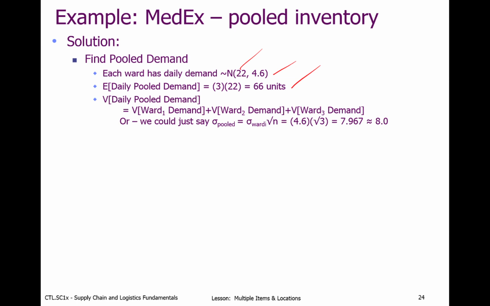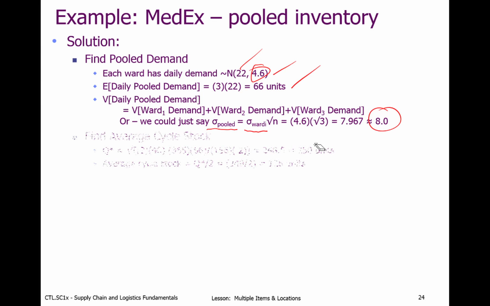To figure out the standard deviation, remember that the variance of a sum is just the sum of the different variances, or I can simply say that the standard deviation of the pooled demand is equal to the standard deviation of each of the wards times the square root of n. So it's the same thing. I could likewise turn this into a variance, square it, and multiply that by 3, then take the square root of it, but it's the same thing. So we end up with 4.6 times the square root of 3, which gives me 7.967. I'm going to use a value of 8 there.